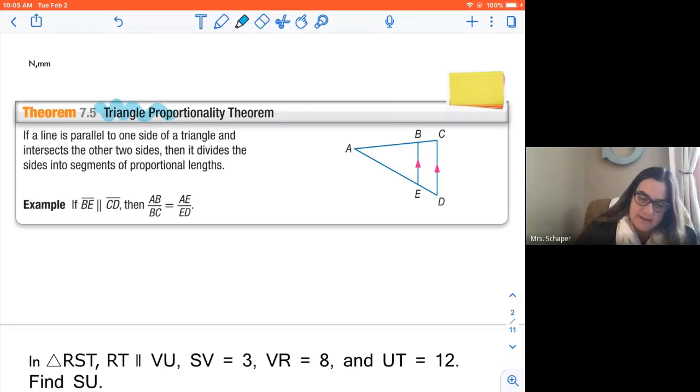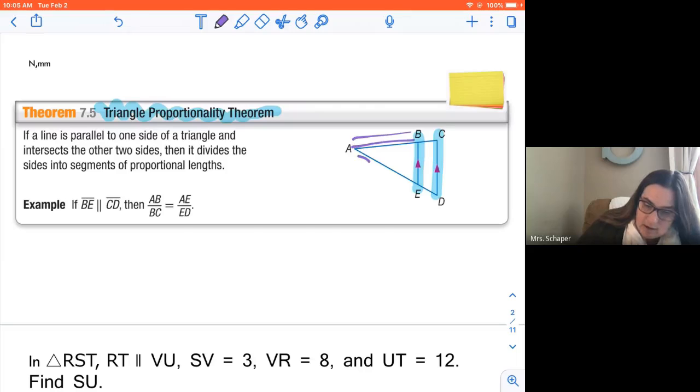What it says is, if a line is parallel to one side of a triangle and intersects the other two sides, then it divides the segments into proportional lengths. So what that means is I've got two parallel sides, okay? That means that these sides are proportional. That's what we're talking about in here.